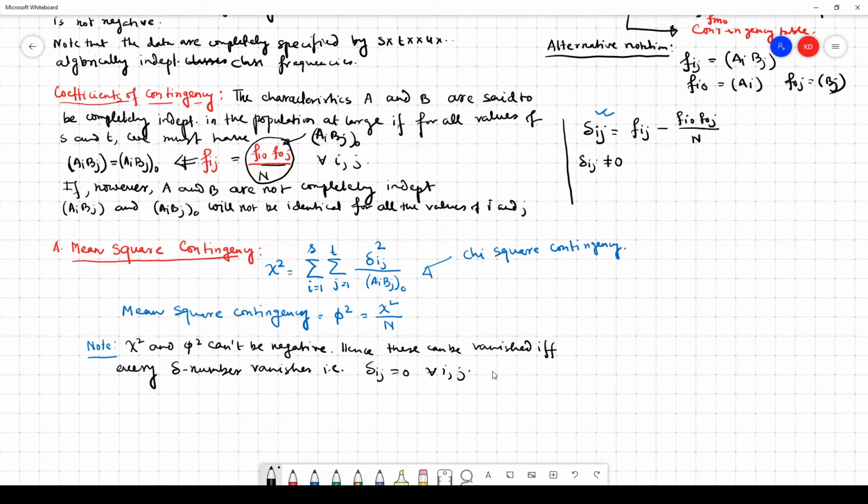That means when chi square, when phi square is 0, chi square 0 implies phi square also 0. This means A and B are independent.